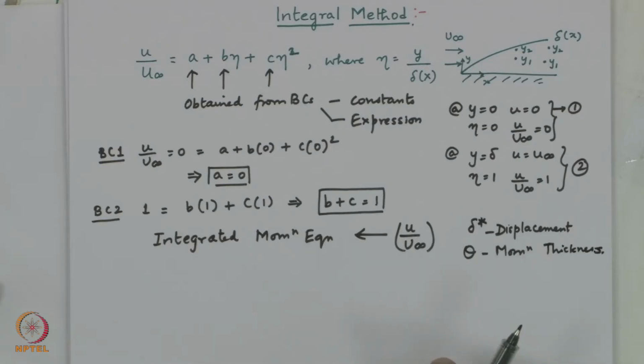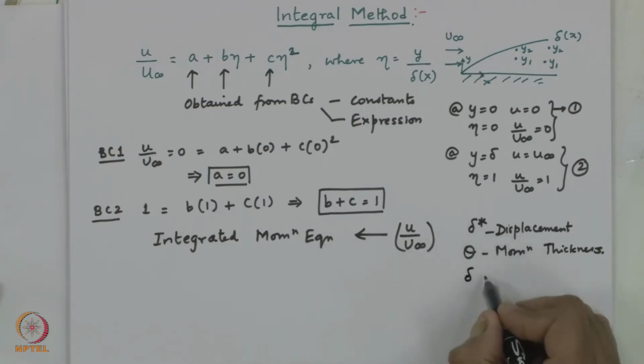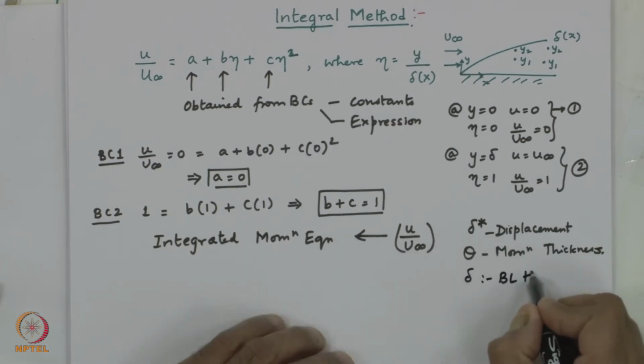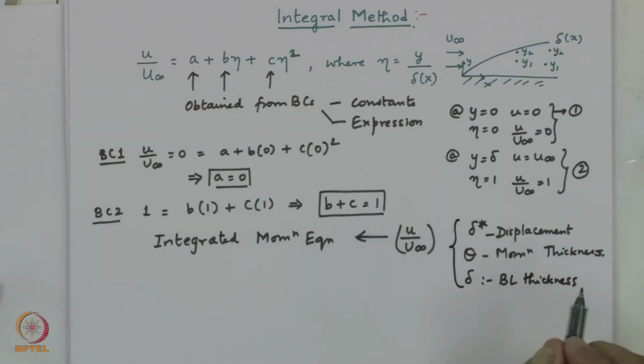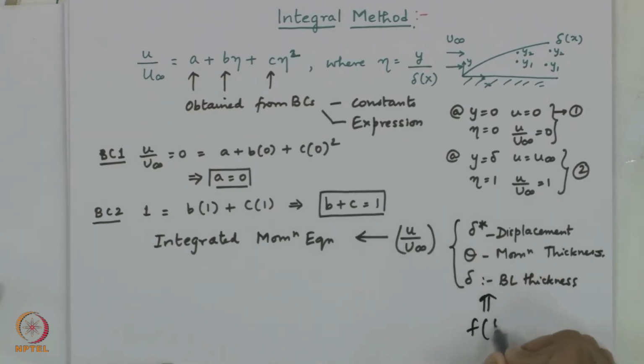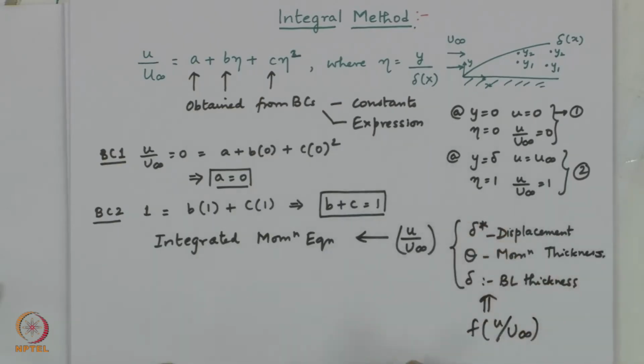So, you would have an ordinary differential equation in terms of boundary layer thickness, displacement thickness and momentum thickness. All these would be directly functions of u by u infinity. So, you would have expressions for each of these, which in turn would be used in the integrated momentum equation. So, indirectly you are getting this or this or this, which are directly related to the u by u infinity or the profile that you have chosen.